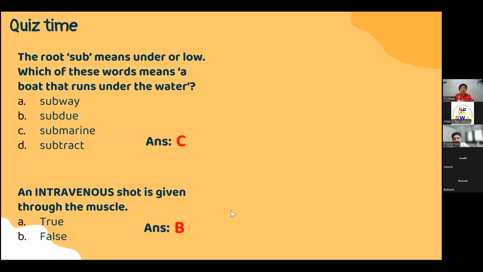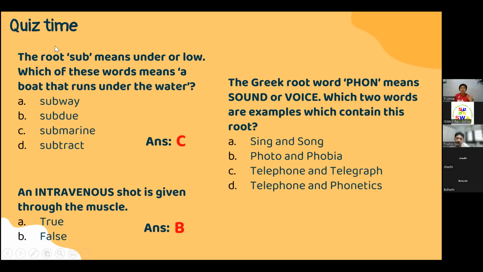So very good. Vein is spelled V-E-I-N. When teacher Ginny tried to answer this, I guessed that the V-E-N here is actually a root word for vein. So that's why it's not through the muscle, it's through the vein. And I Googled the meaning of intravenous, it is actually given through the vein. So good try, okay? When you know some of these root words, you can guess it easily. Thank you, Buhumi. Okay, next question.